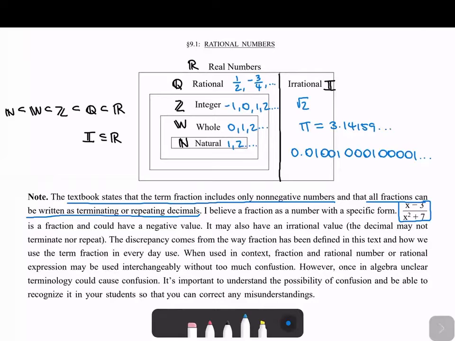And so lots of times we say fraction to represent what we mean by a rational number or a rational expression. But this can be really confusing whenever we start introducing algebra, because when we have things like x minus 3 over x squared plus 7, x is a variable and it can have a lot of different values. So this fraction could be positive or negative, and it could even be irrational. And so it's important to understand that this terminology you use can cause confusion if you define things one way, but then talk about them another way.